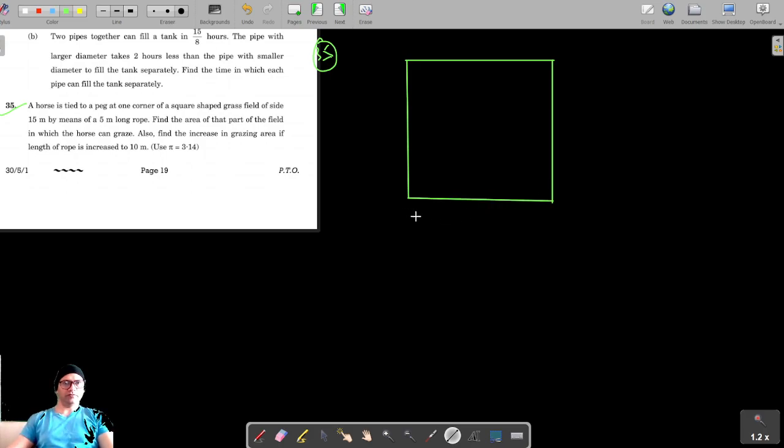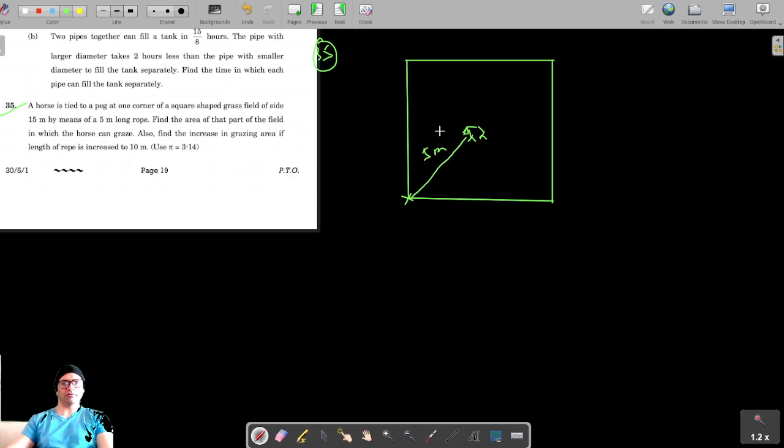And now the horse is tied to a peg at one corner. So a peg is a small wooden piece that is pushed into the ground, and the rope is tied to it. So let's say this is the horse. So it's tied to a 5 meter long rope.